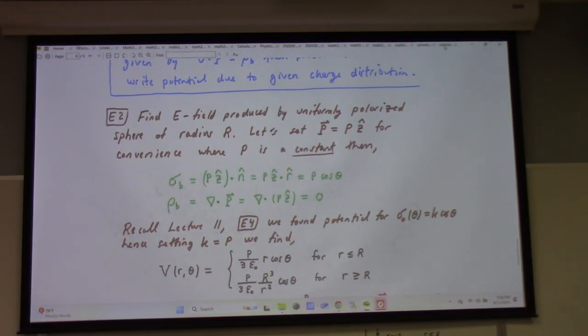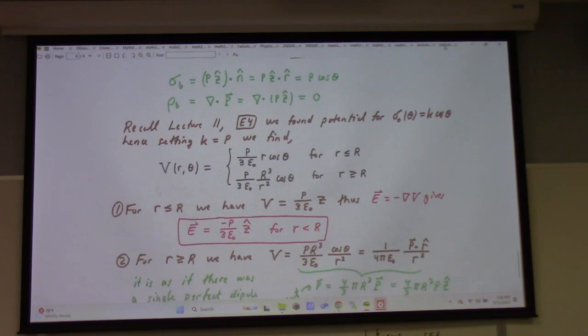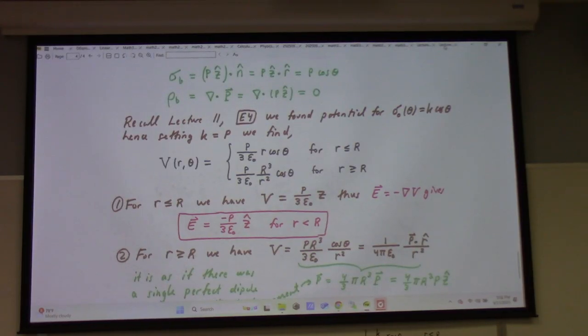And then we can calculate the electric field from the potential, right? Take the gradient. And so the electric field due to the polarization inside the uniformly polarized sphere is given by minus the polarization divided by 3 epsilon naught times z hat. That's what you have within the sphere. So like the electric field's pointing down.